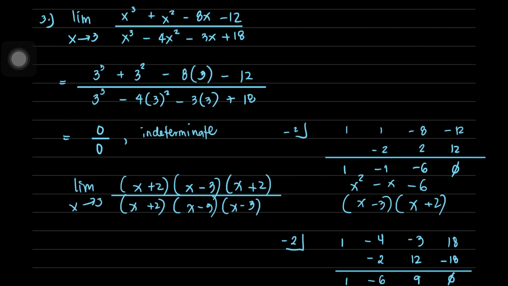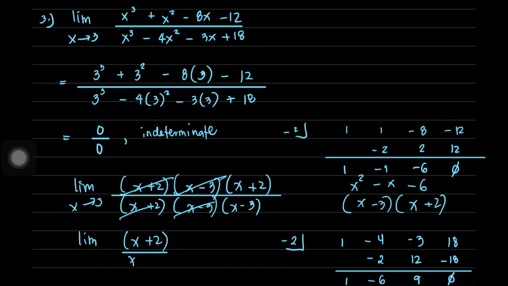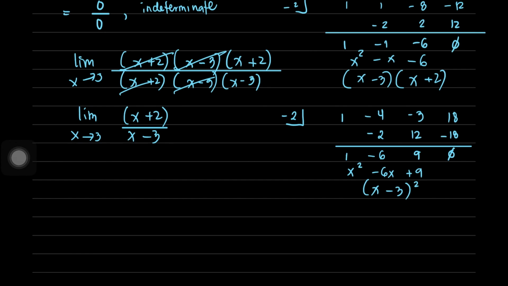Now, if we simplify this one, we can cancel out x plus 2, because we have a common factor here. We can also cancel out x minus 3. Thus, the resulting function is x plus 2 all over x minus 3 as x approaches 3. If we evaluate f of 3 in this function, we have 3 plus 2 all over 3 minus 3.